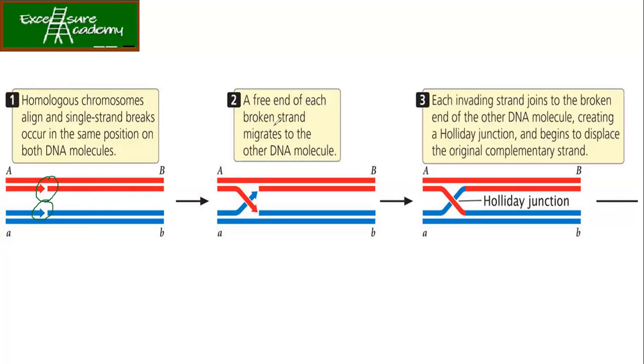Then a free end of each broken strand migrates to the other DNA molecule. Can you see? It starts migrating like this, and this will start migrating like that. And now what is happening? A single-stranded DNA break is there.